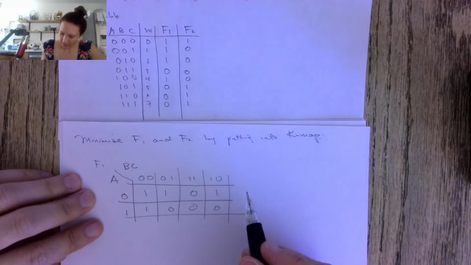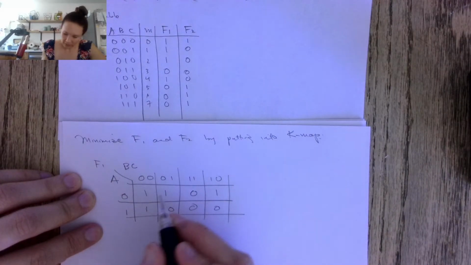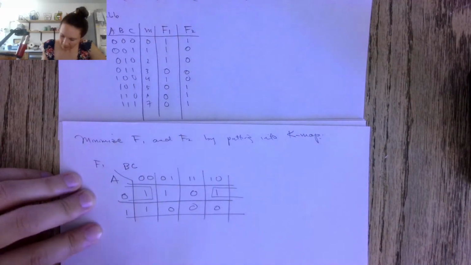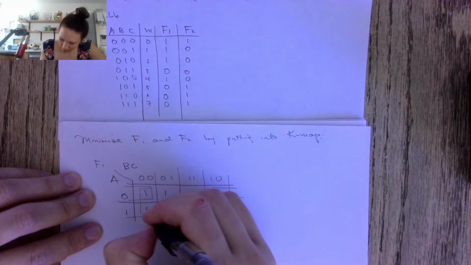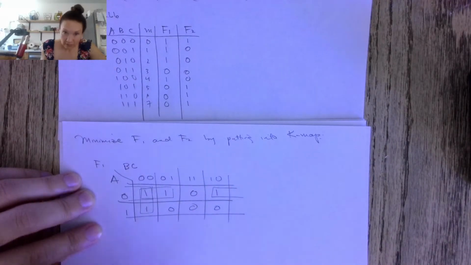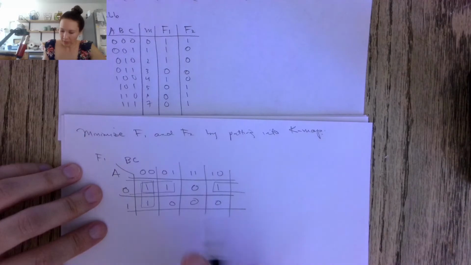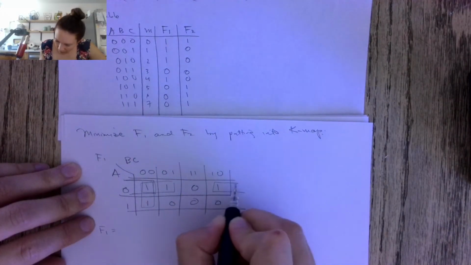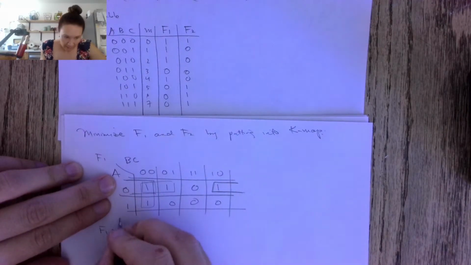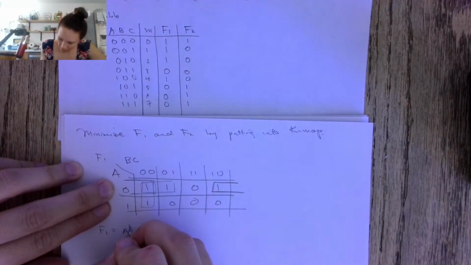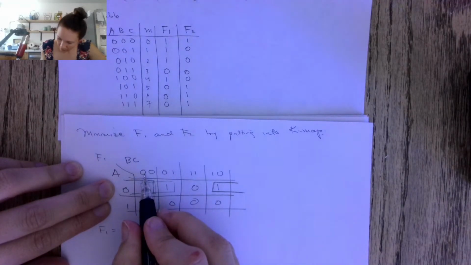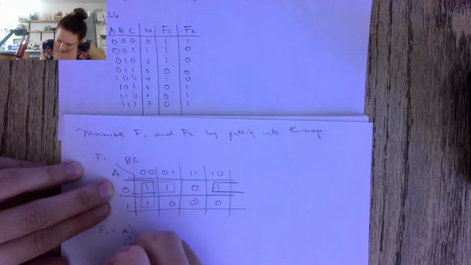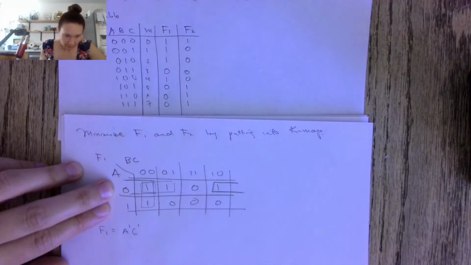Then from here I can simplify. So maybe I'll group that bit with this bit, and this guy and that guy. Okay, so what product terms is that going to give me? For this wraparound grouping, I have A not, and B is either 0 or 1, but C is 0, so this will be A naught, C naught.